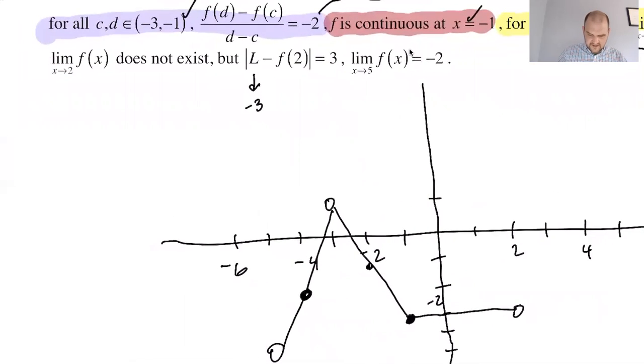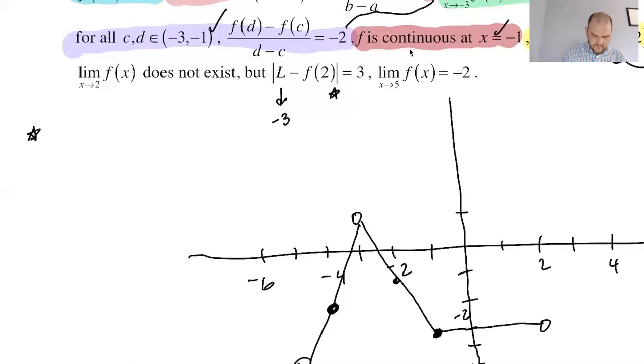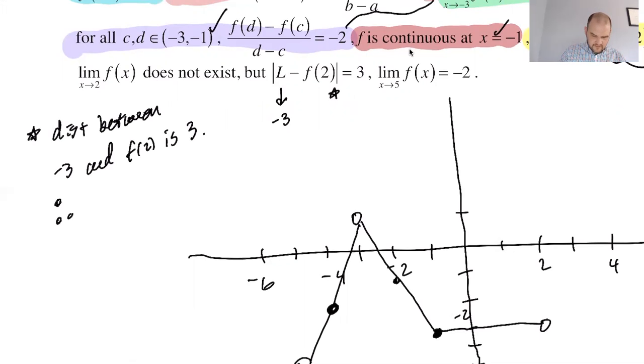So maybe I should write that somewhere. So there, the distance between -3 and whatever f of 2 is 3. So f of 2, so this is weird. F of 2 is either 0, which is 3 units away from -3, or f of 2 is -6.